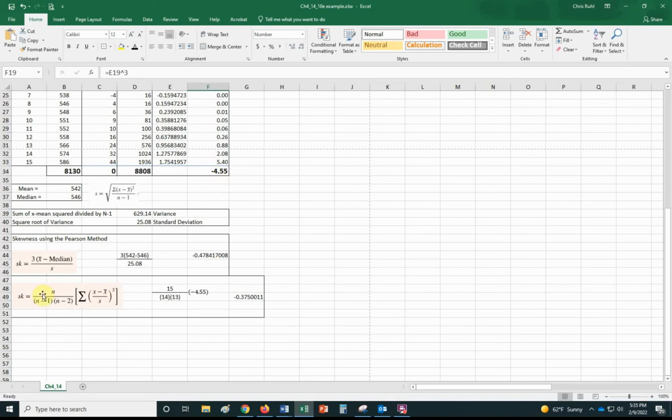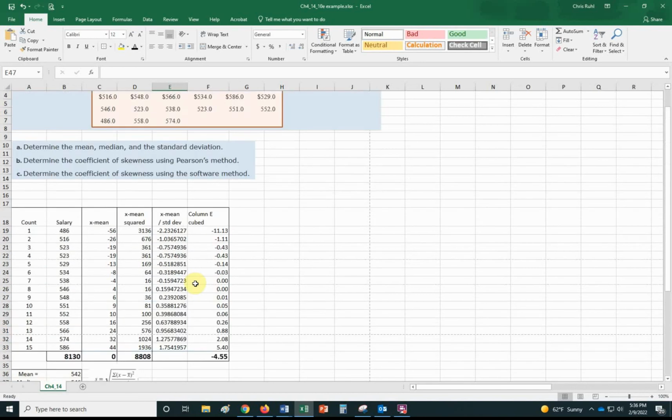That is multiplied by n, remember, is 15. So 15 divided by n minus 1 is 14, n minus 2 is 13. So here's what it looks like. 15 divided by the product of 14 times 13. You take that answer, multiply it by a negative 4.55, and you get negative 0.375 for an answer. And that is part C.